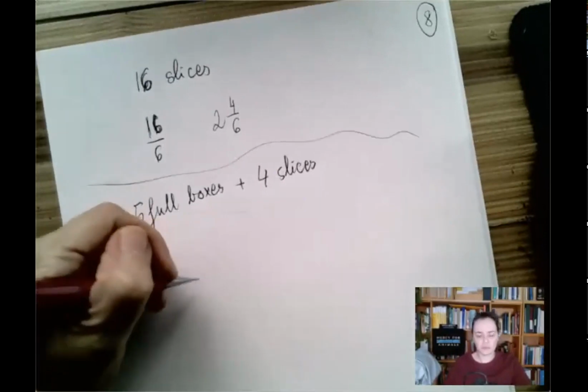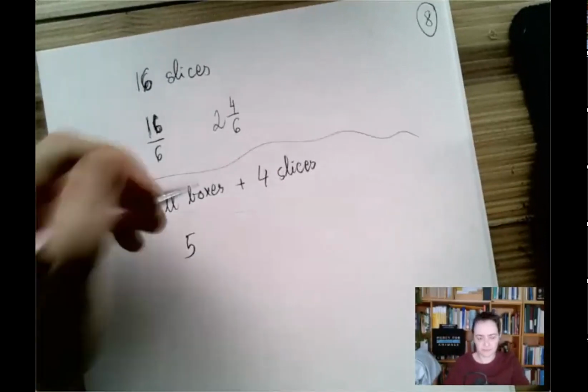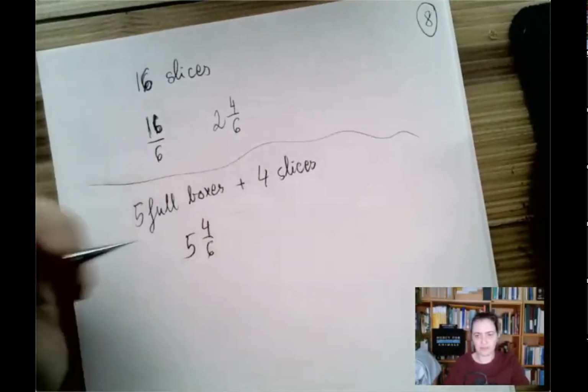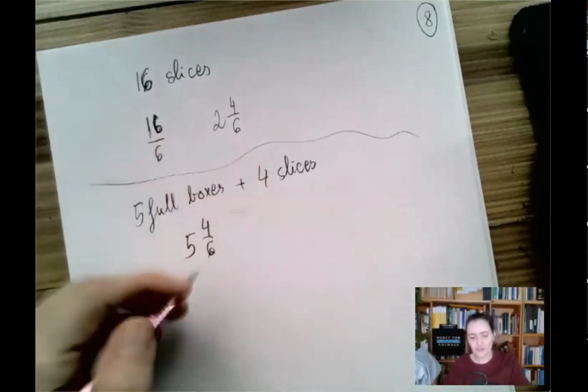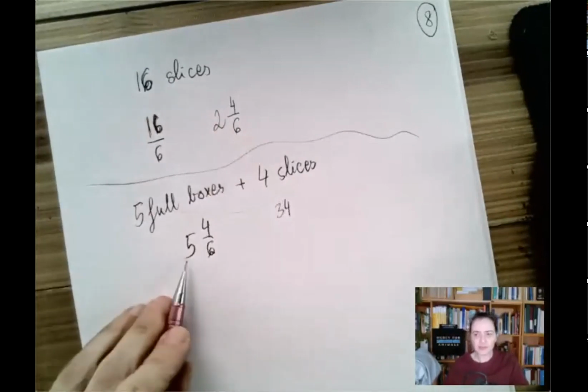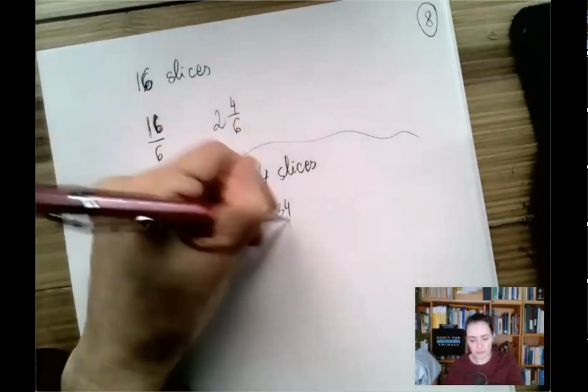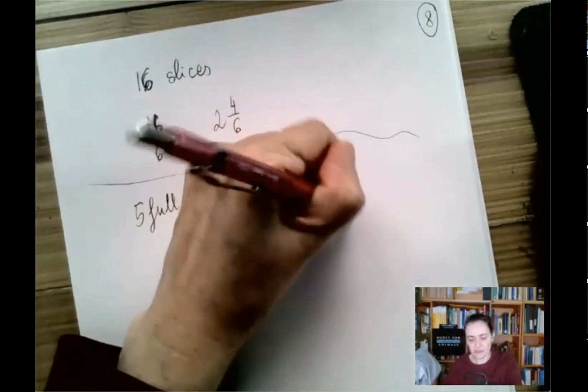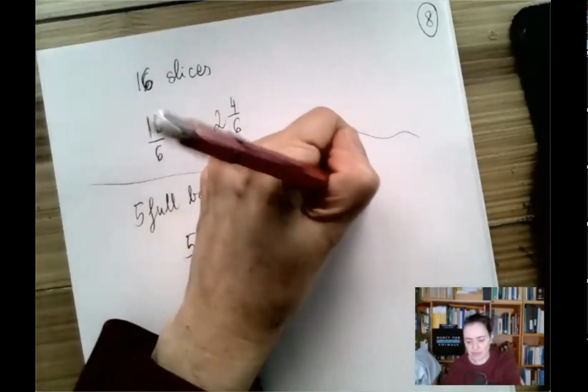5 and 4 over 6, right? Which is the thing that's 34 slices. So you would ring up for each box has 6 of them. 6 times 5 is 30 plus 4. So it's 34 over 6. 34 slices.